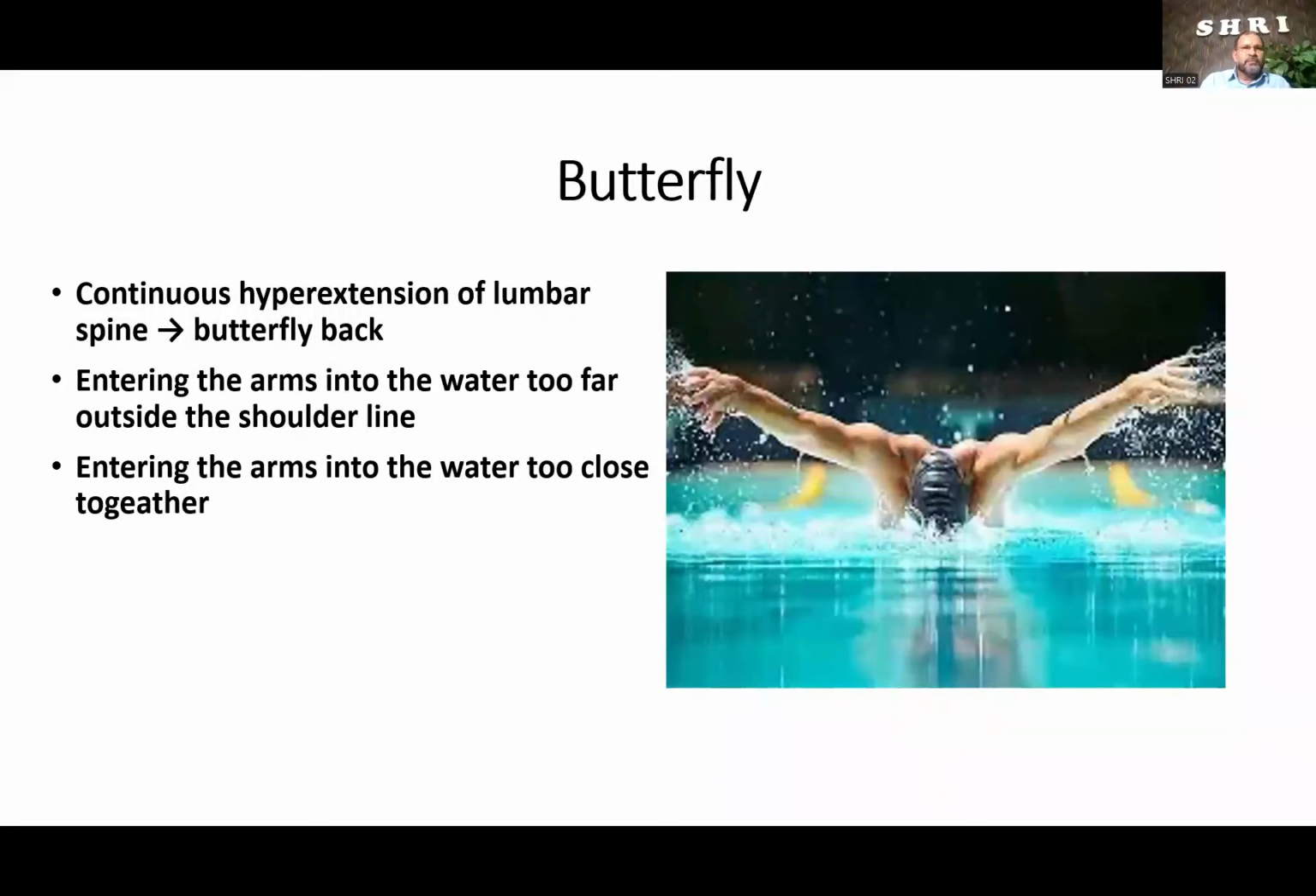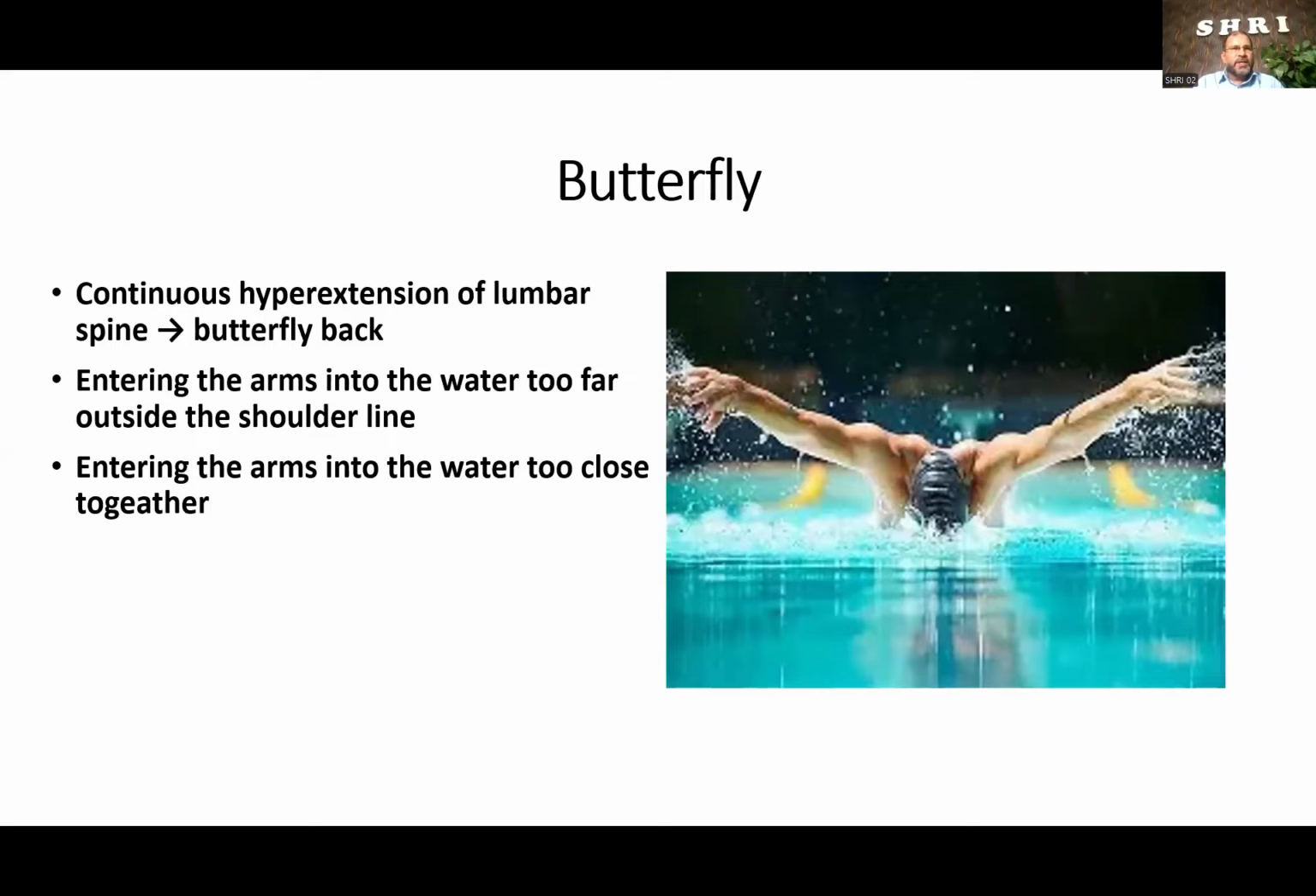Then the other one is the butterfly style. There you can see the butterfly style, right? When they come up above the water, they have a continuous hyperextension of the lumbar spine. You can see they overbend the back, and this is called butterfly back. That is in butterfly style. So they will have more strain on the lumbar region, and finally they might end up with chronic pain in the lumbar region. That is called butterfly back.